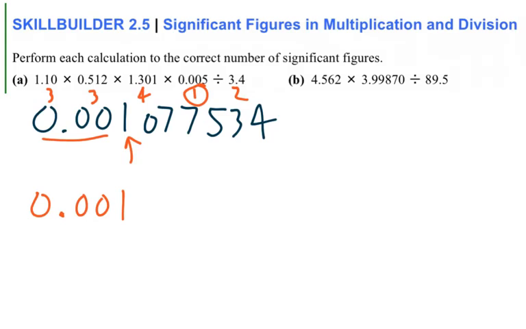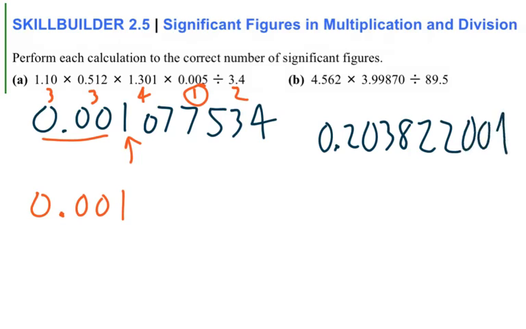Look at part B. In part B, you're multiplying 4.562 times 3.99870, and then you're going to divide by 89.5. If you go ahead and put that into your calculator and you solve, you're going to end up getting 0.203822004. Another long number. Again, we want to round this.